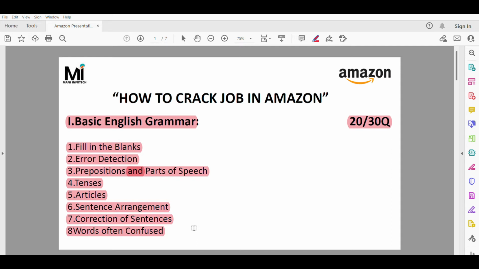These are the main topics in English. Don't fear English. It is the basic English grammar part, which comprises all these topics. It may be either 20 or 30 questions. It is the first round in Amazon. If you want to go to another test, you have to qualify this test first. I think you now have a clear idea about English grammar.